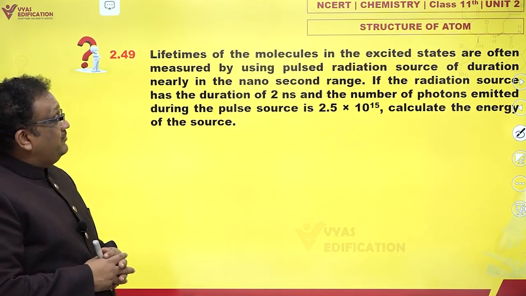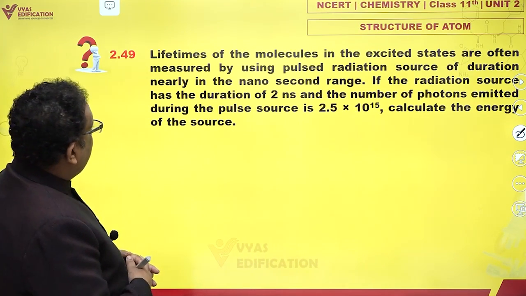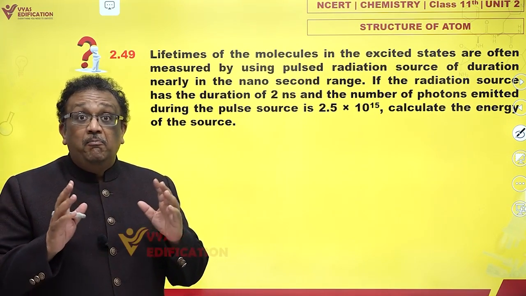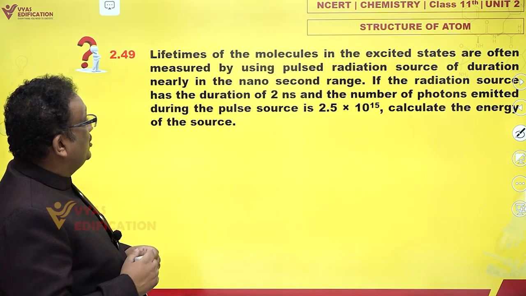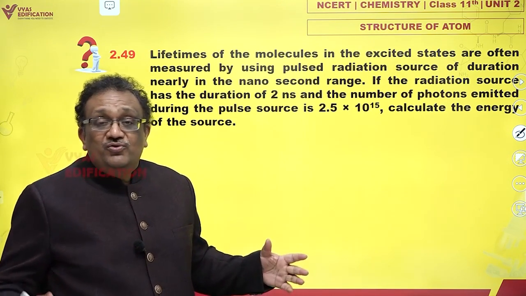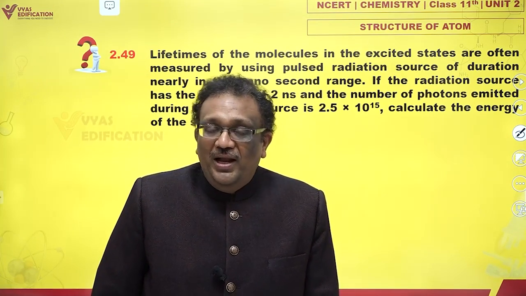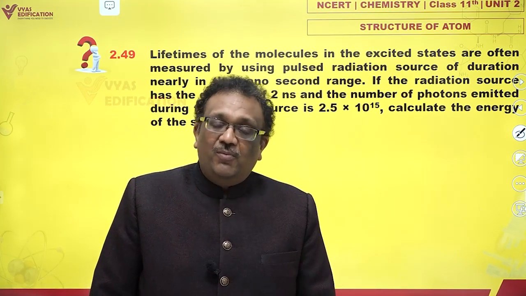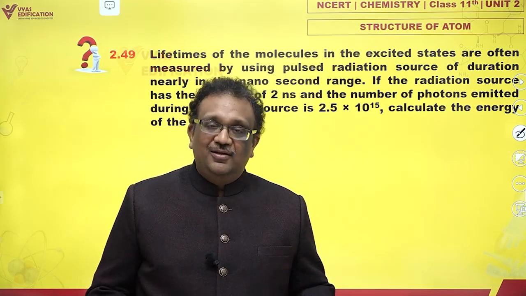10 is usually the number people assume, and that is the calculation. That's it. Lifetimes of the molecules in the excited states are often measured by using pulsed radiation source of duration nearly in the nanosecond range. Wow, this sounds very mysterious. This is all extra data. From the point of problem solving, it is just junk. Don't bother.